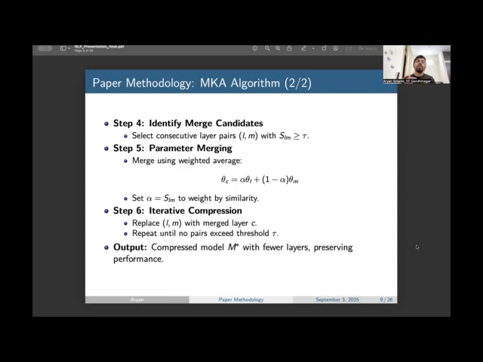Similarly, we merge them on the basis of a simple weighted average in which we use an averaging factor of alpha, which actually is the similarity score in itself. And the last step is step 6, in which we do this iteratively, which means we do this for every single pair of layers in which we get a similarity score above a threshold, and hence we feel it is eligible enough to merge them and reduce the size of the language model. The output is that we get a compressed model M star with fewer layers, and hence we are preserving performance.